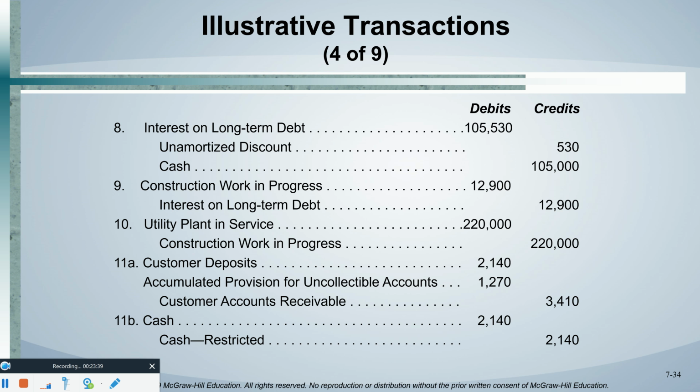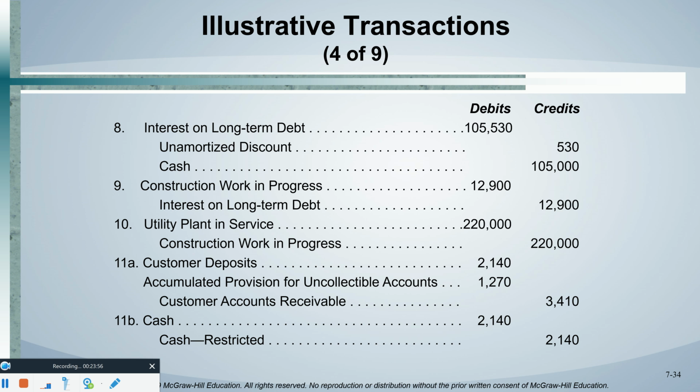Those customer deposits were used to offset the outstanding receivable. That's why we see a debit to customer deposits. Now, not all of the outstanding receivable was able to be covered with the customer deposits that were there. So the other amount we are actually going to write off.